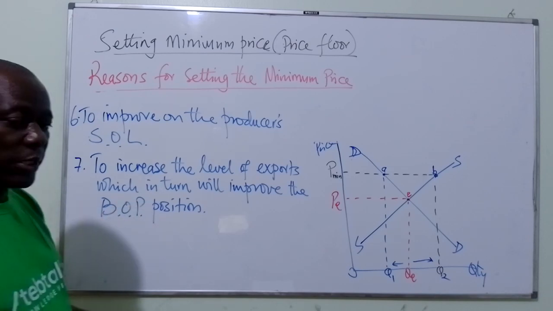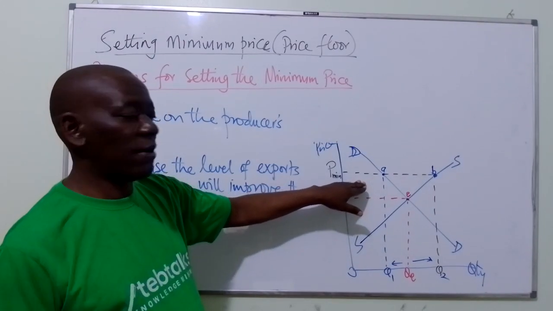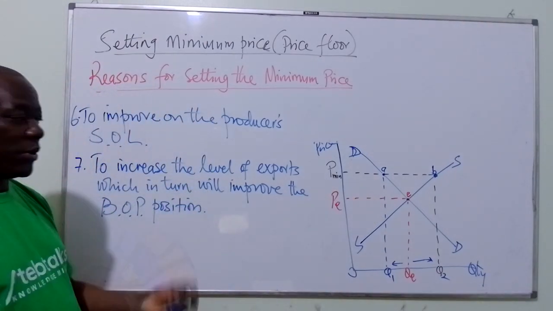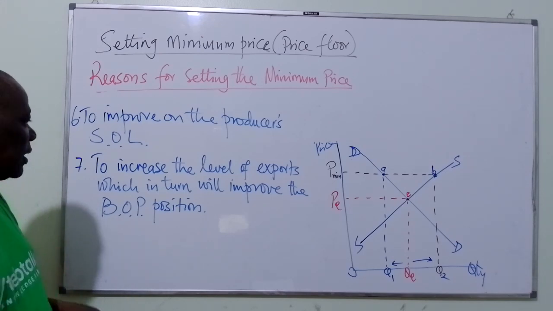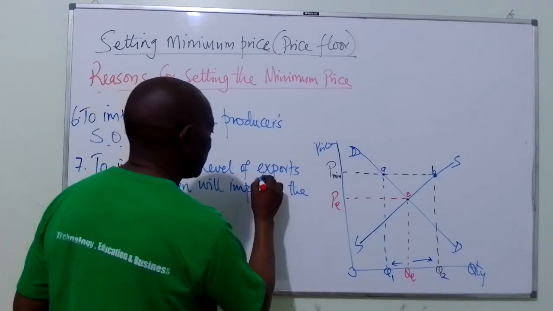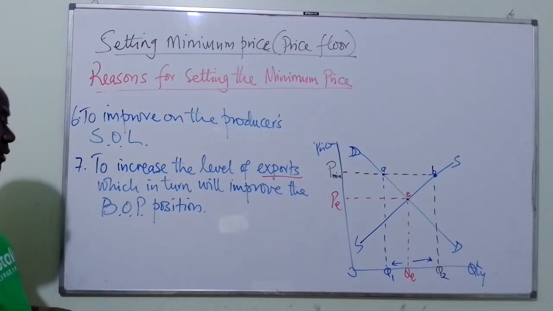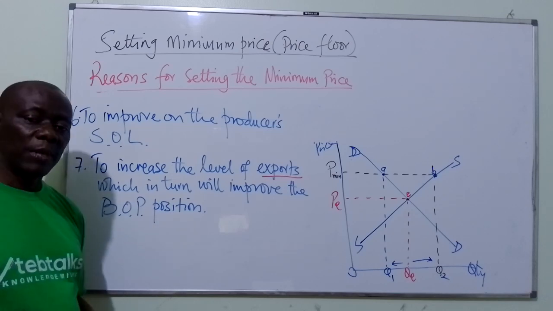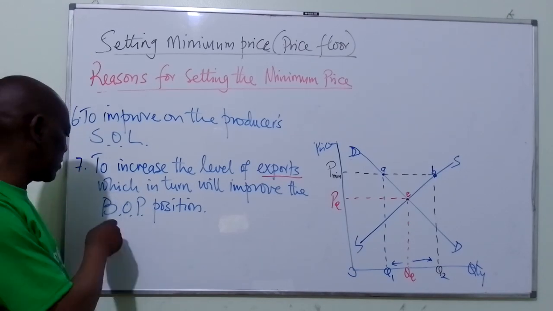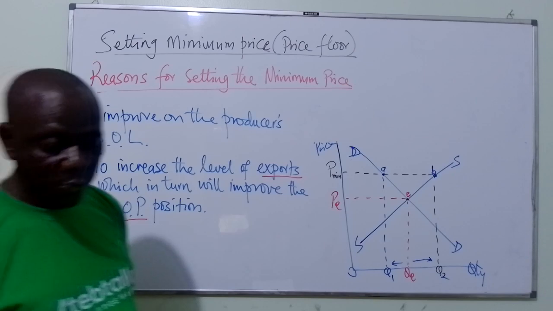This one is under international trade. So once you increase this price, by setting it above the equilibrium, you have increased the price. By increasing the price, you are encouraging more production. As you encourage more production, in case you are dealing in exports, where you have set the minimum price is commodities for exports, that means you are going to increase more exports. By increasing more exports, that means you are getting higher foreign revenue, foreign exchange. And once you get higher foreign exchange, that means the balance of payment position is going to be improved. So that is another reason why they set minimum price.